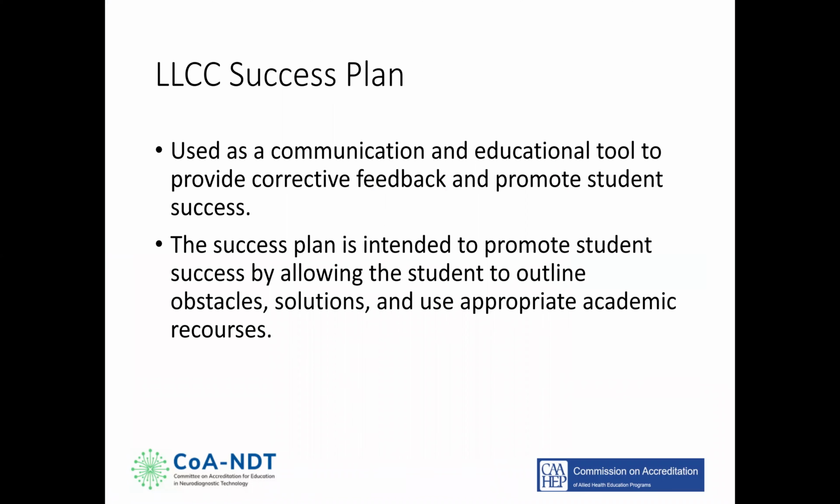So for our program, we've used success plans in addition to the communication record. Like I said, the communication record is that one-way communication. We're documenting and giving it to the student. Sometimes they take it seriously, but that's just our form of documentation.